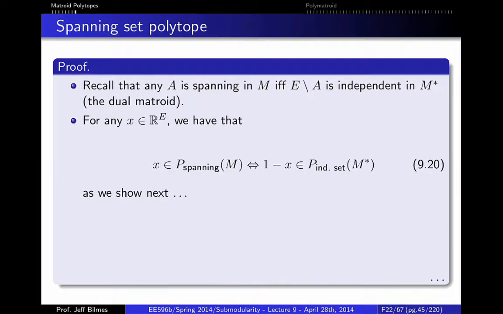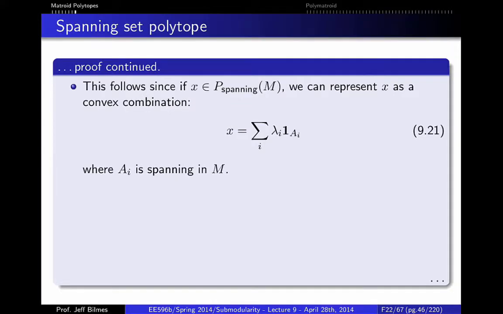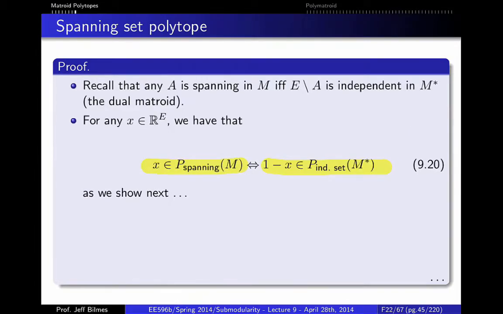And so what we're going to show is that if you have an x in the spanning polytope, then 1 minus x is going to be in the independent set polytope of the dual, interestingly enough. The relaxation of the complement in the hypercube is 1 minus that vector. So it's like a hypercube complement. So how do we do this? How do we show this property?